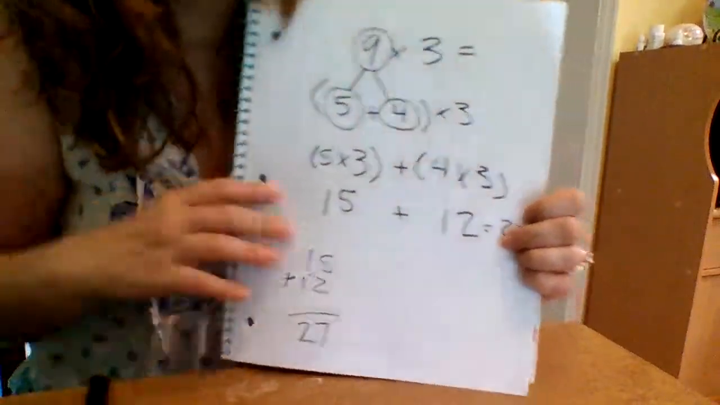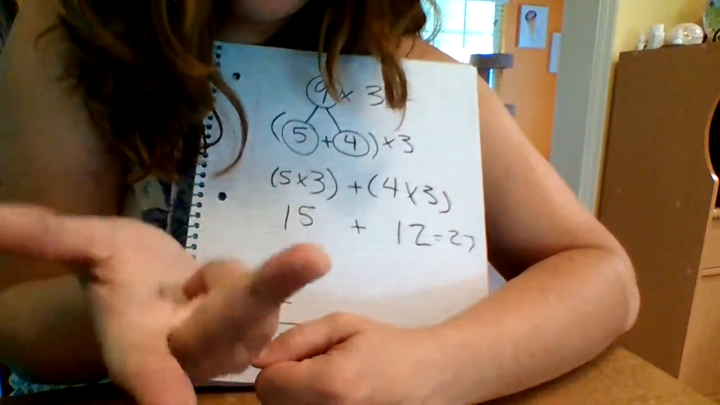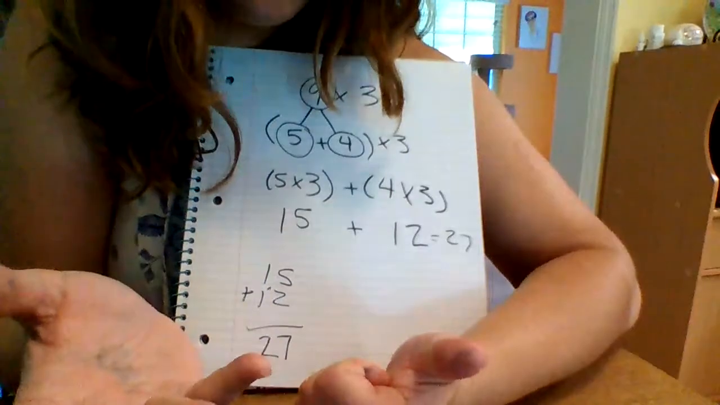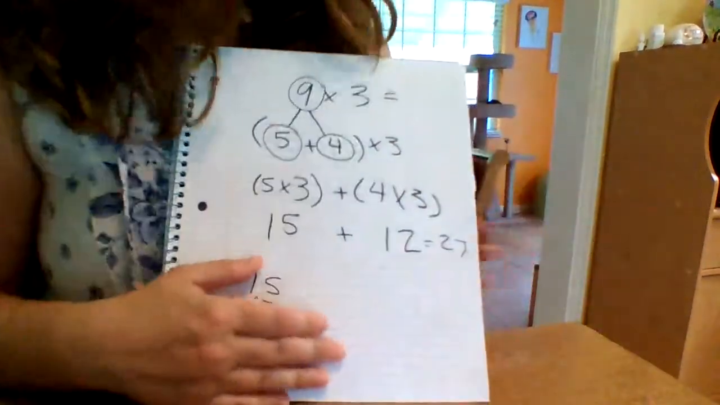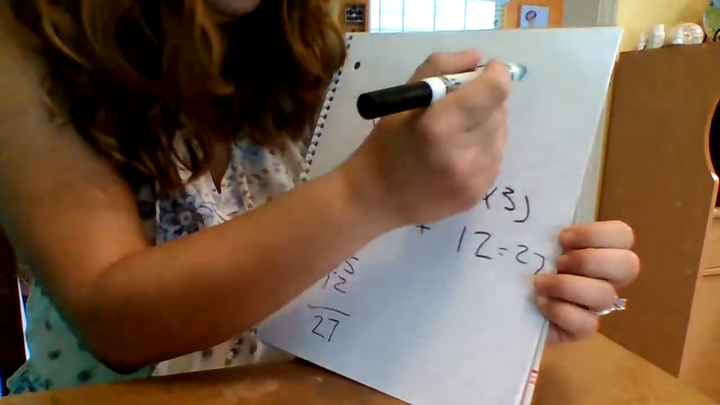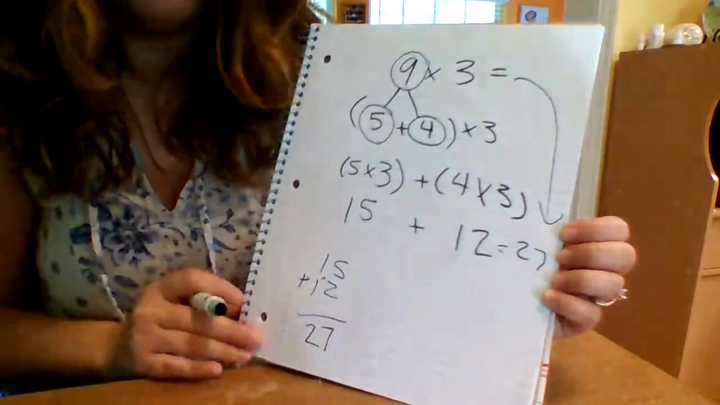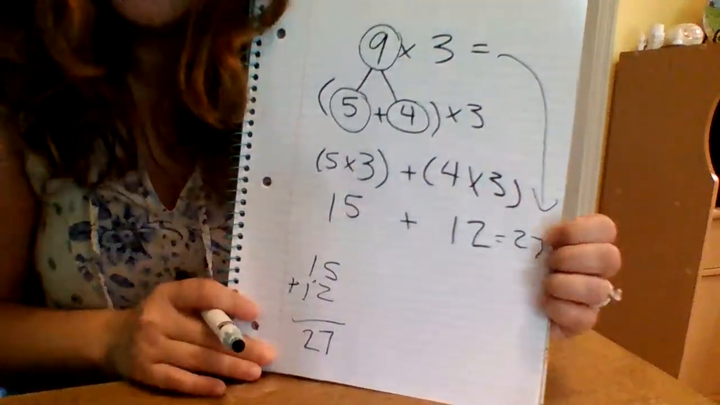Does 9 times 3 equal 27? Do you know? Let's check. 3, 6, 9, 12, 15, 18, 21, 24, 27. Oh, good. 9 times 3 does equal 27. That means we did our distributive property problem correctly.